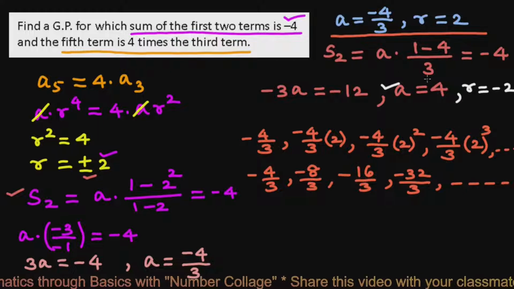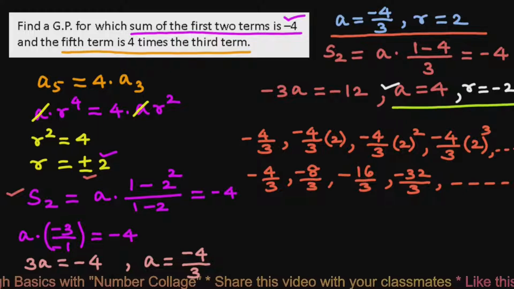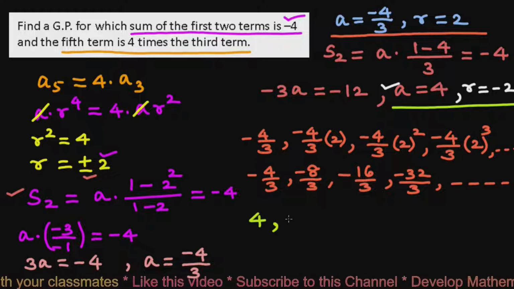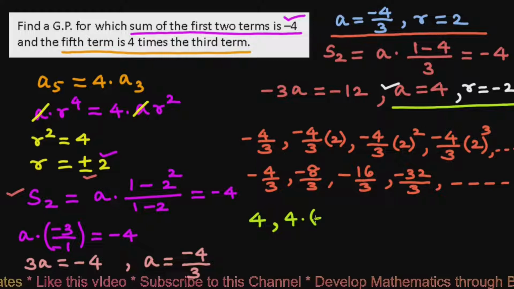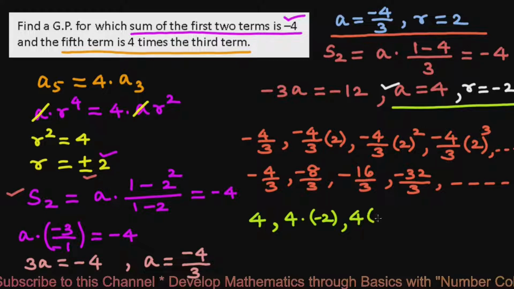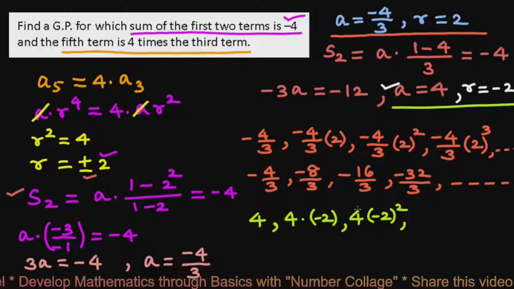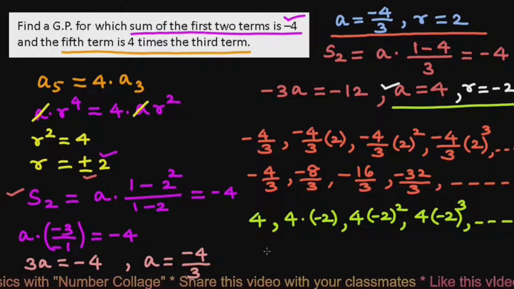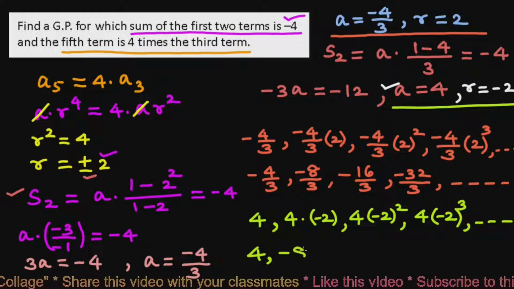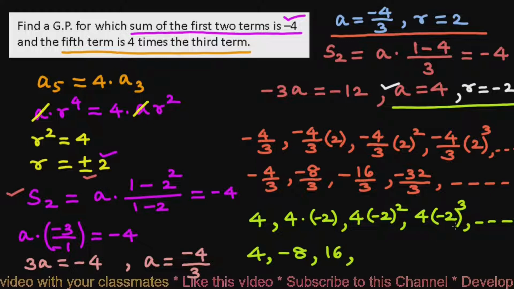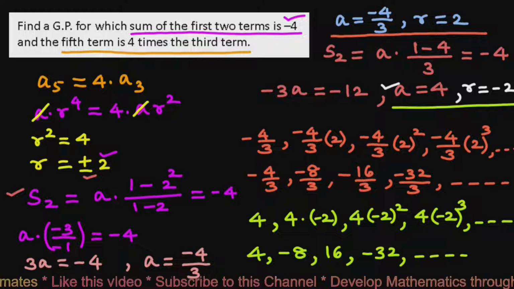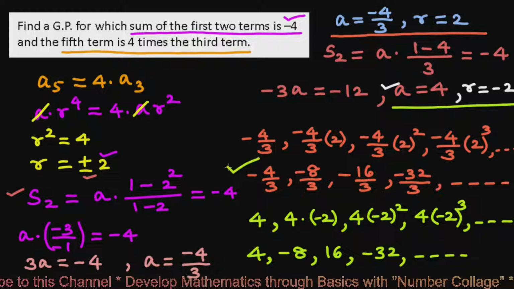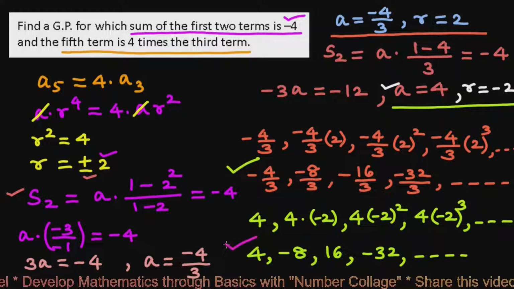Now by using this second set of values of a and r, we write the GP as a, that is 4, into ar, that is 4 into minus 2, comma ar square, that is 4 into minus 2 square, comma ar cube, that is 4 into minus 2 cube, and so forth, and that will be 4, comma minus 8, comma 16, comma minus 32, and so forth. So in this way we get these two GPs. The first one is this one and the second one is this one.